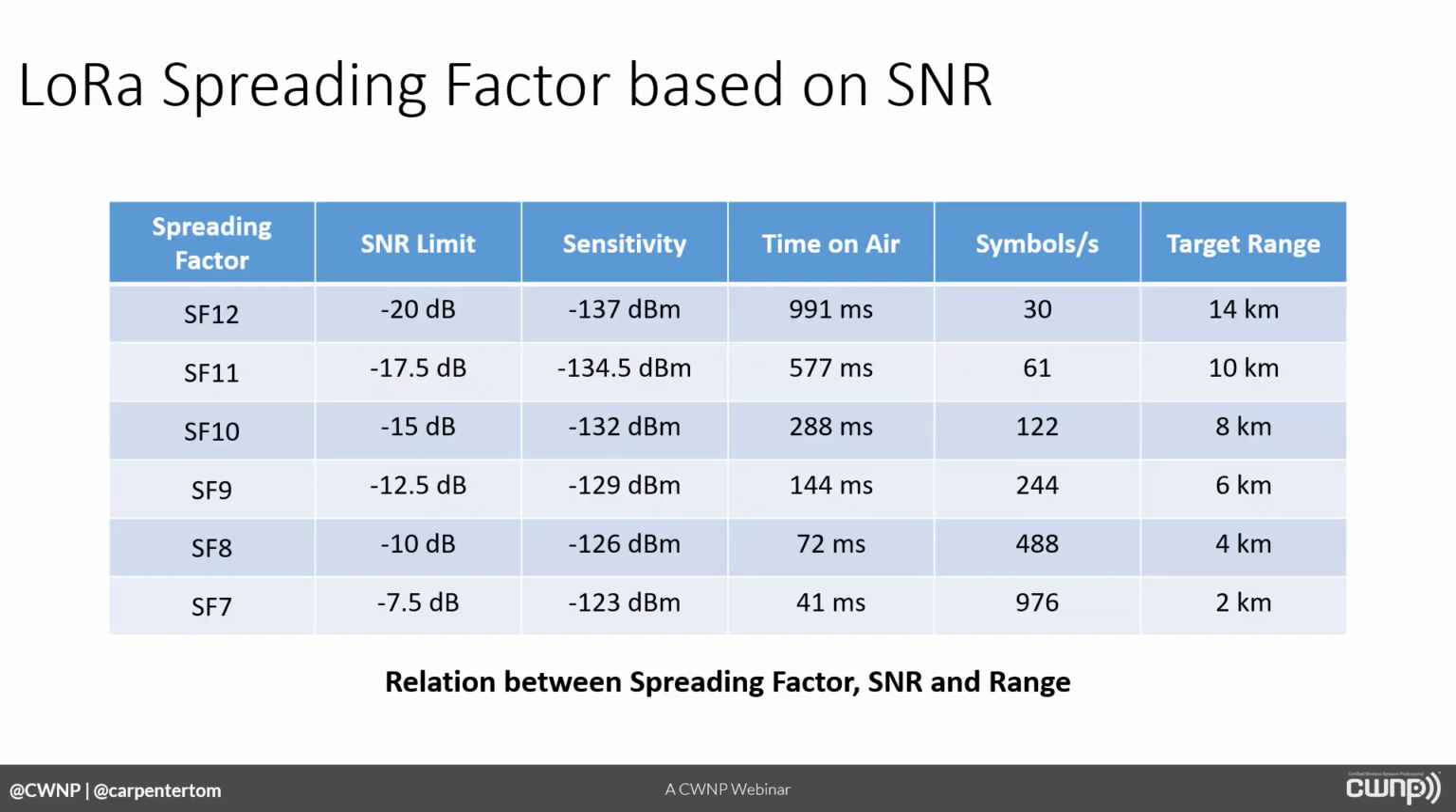So here, this is where things get really cool, right? We can literally, with SF12, receive a signal as weak as minus 137 dBm. That is 20 dB into the noise floor. I want you to think about that if you've studied Wi-Fi, okay?